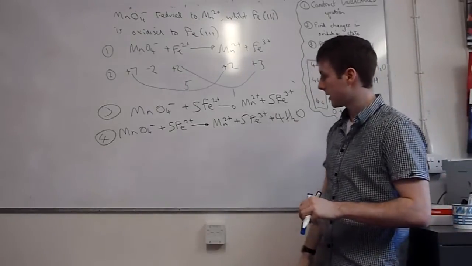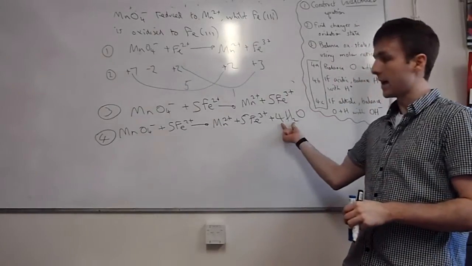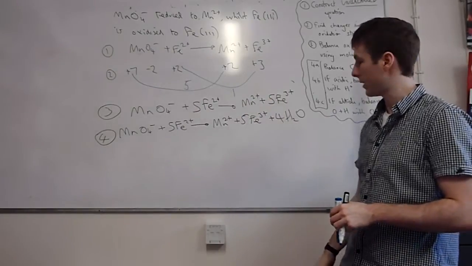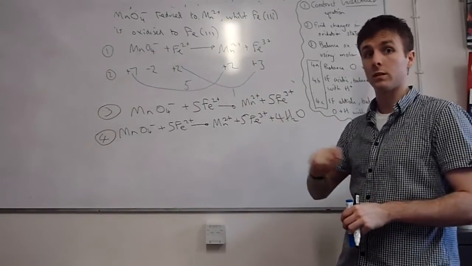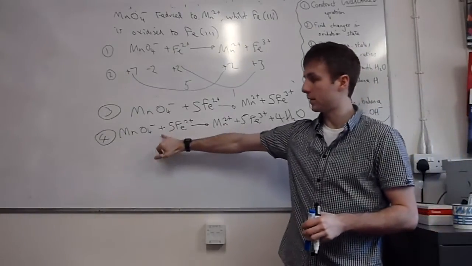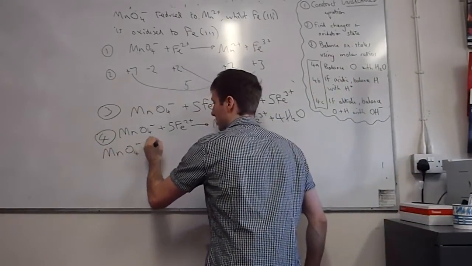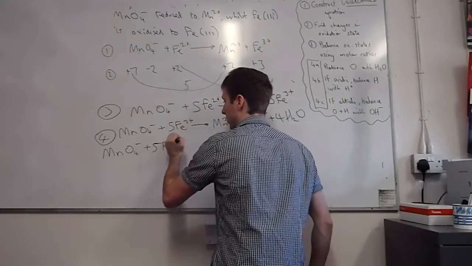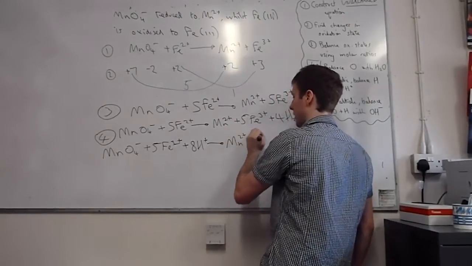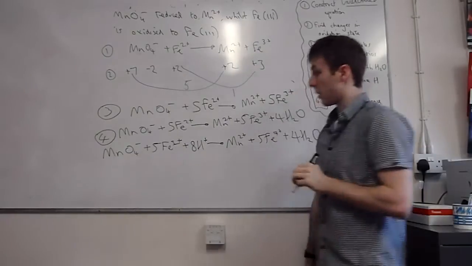So let's look at our H pluses now. I've got no H's on this side, and I've got 8 H's on this side. This would be done in an acidic solution. We use sulfuric acid for this, and not hydrochloric acid because it produces chlorine gas and kills us, which is frowned upon. So I need to add 8 H pluses to this side. So I've got my MnO4 minus plus 5 Fe2 plus 8 H plus goes to Mn2 plus 5 Fe3 plus 4 H2O, and that's a mouthful.